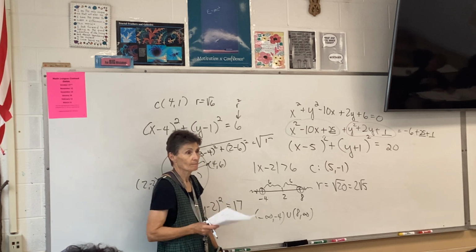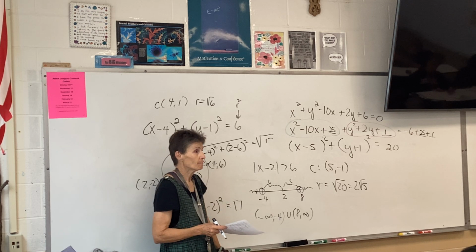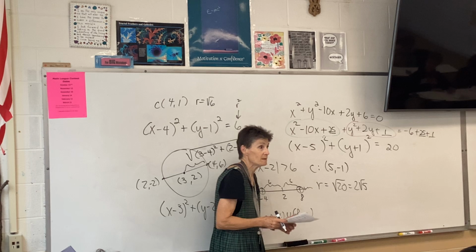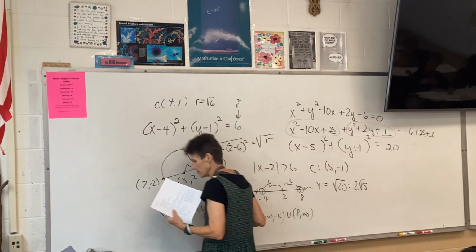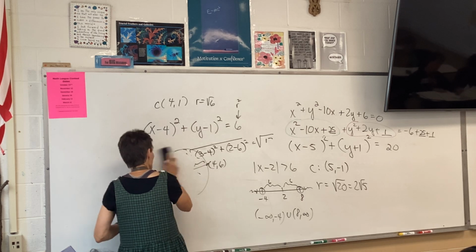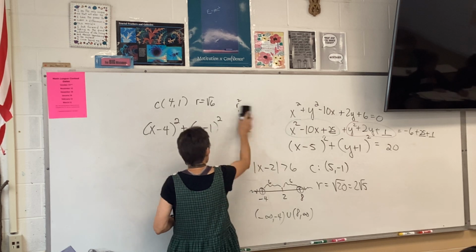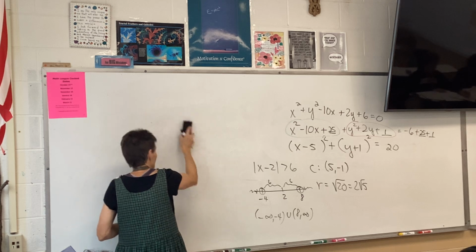Okay, who else? Yep. 3B. Write the equation of a line tangent to the circle. This one's a little bit tricky, because you have to remember some geometry. You took that class at one point.